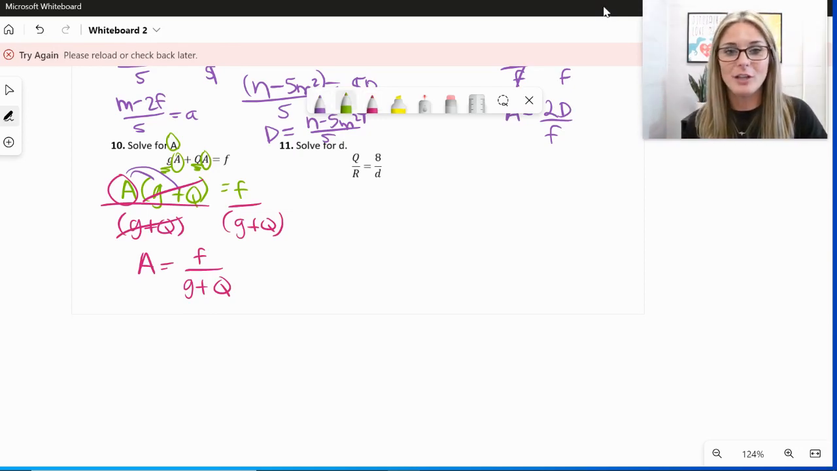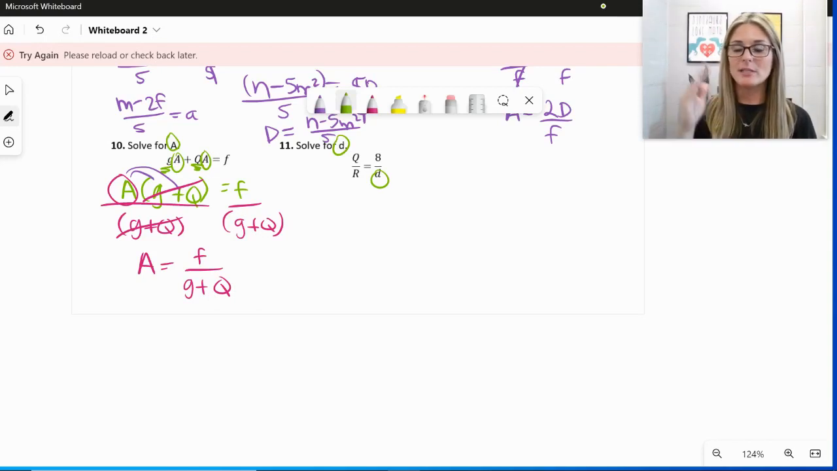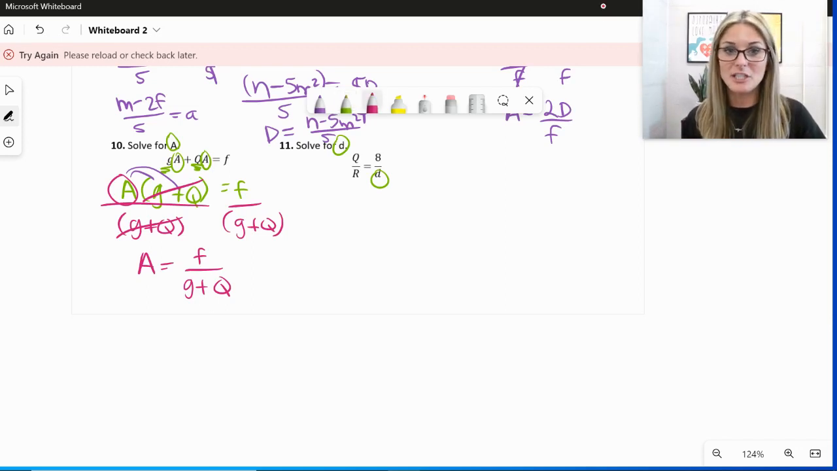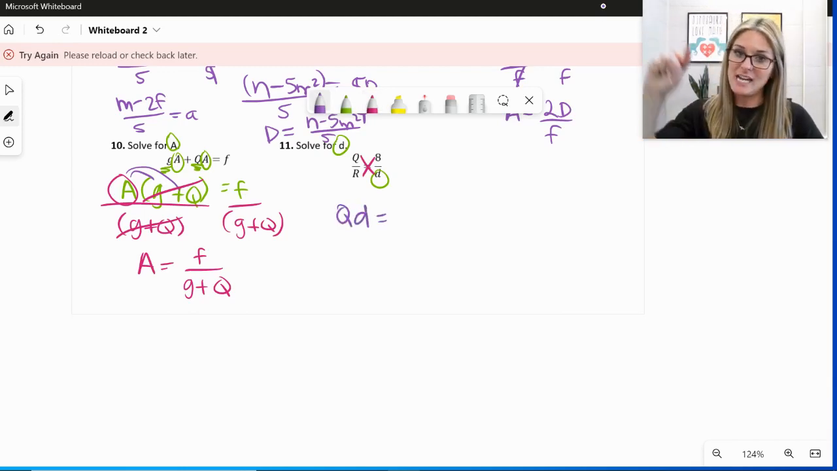And our last one, solve for lowercase d. Look at this problem. We have Q over R equals 8 over D. This is a proportion, and you would solve a proportion by cross multiplying. So go ahead and do that because we have a lot of issues going on. It would be a mess to try to divide both sides by D and then chase our D around these fractions. So let's go ahead and cross multiply, which is going to give us something like QD equals R times 8 or 8R. Okay, just cross multiply. And now we don't have to deal with fractions. That's a relief.